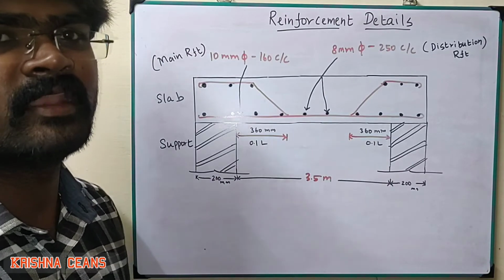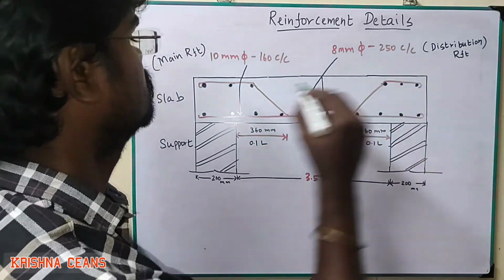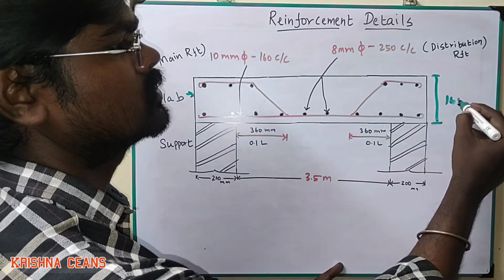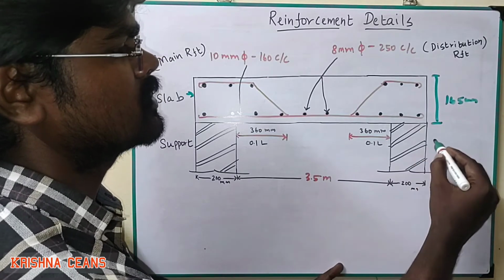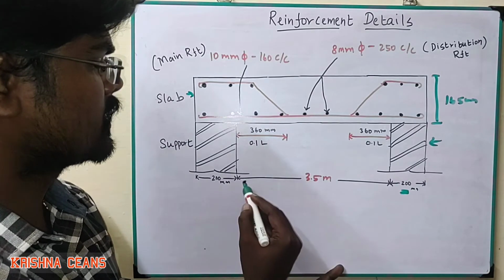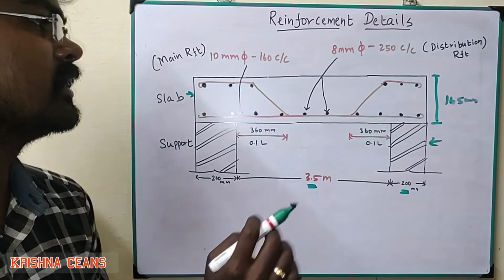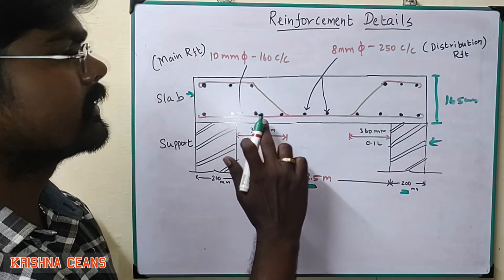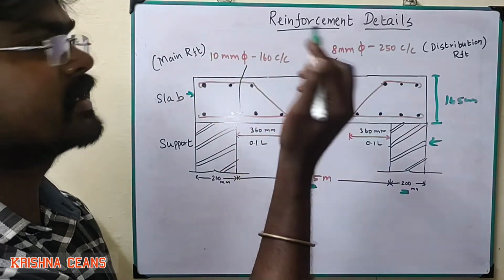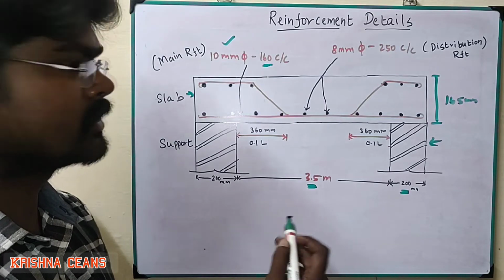The final step is reinforcement details. So this is our slab. The slab overall depth is 165 mm. This is the support, and the support width is 200 mm. The clear span is 3.5 meter. So this is your slab reinforcement. Here the red color highlighted one is the main reinforcement. The main reinforcement we designed as 10 mm dia bar, 160 mm spacing, center to center.